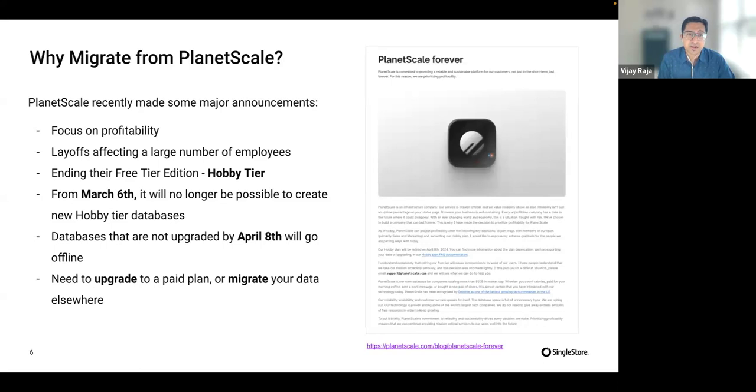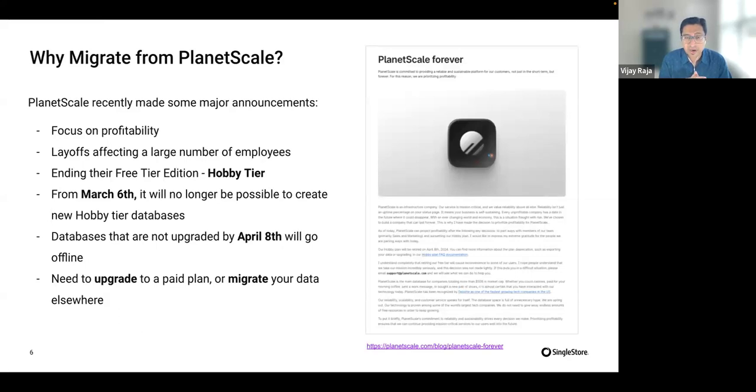Unfortunately, they announced the decision to lay off a number of employees and members of their team, which is really unfortunate. Secondly, they also announced that they are sunsetting or ending their free tier, or what they call the hobby tier, which was used by a number of developers to build or prototype applications. What it really means is that from March 6th onwards, it will not be possible to create new hobby tier databases with PlanetScale.